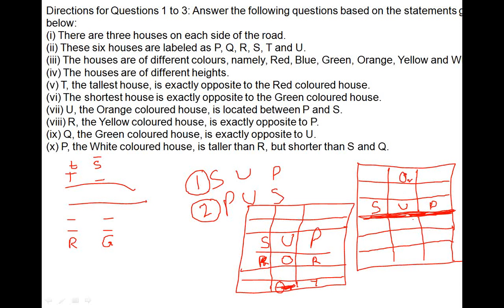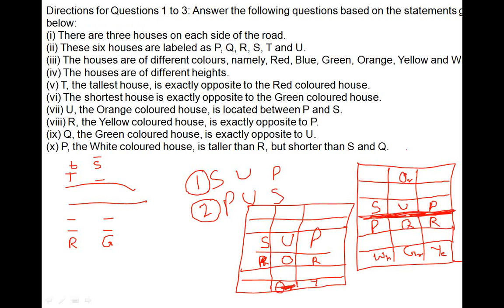R, the yellow colored house, is exactly opposite to P. So exactly opposite to P means here R, and it is in yellow in color. So YE, yellow in color. Q, the green colored house, is exactly opposite to U. So Q will be exactly opposite to U, which will be green colored house, GR. P, the white colored house, is taller than R but shorter than S. Now you know that P will lie here because there is only one space left, and P is also white colored house, okay?